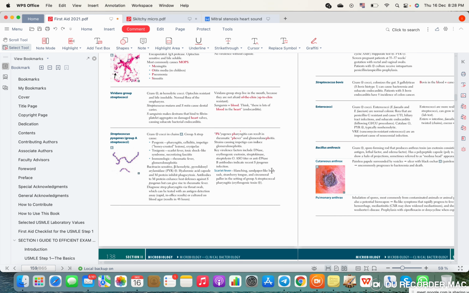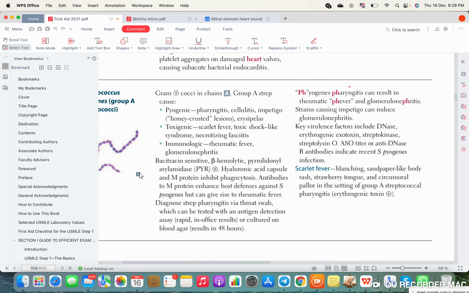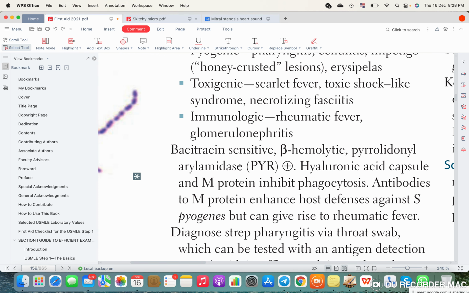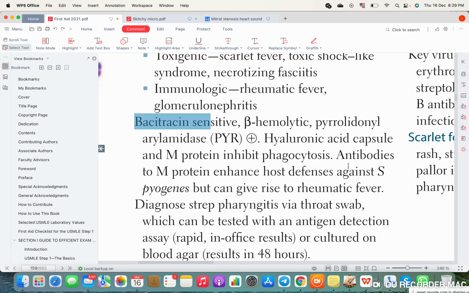You are like, well, I know all of them, but what about this PYR? Well, basically, guys, back in the time, they used to use this bacitracin. We don't do it anymore, okay? So instead of it, we do PYR. So whatever organism is positive for PYR is the same thing as saying bacitracin sensitive. Okay, hyaluronic acid capsule and M protein that inhibit phagocytosis.